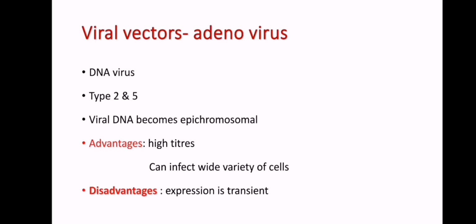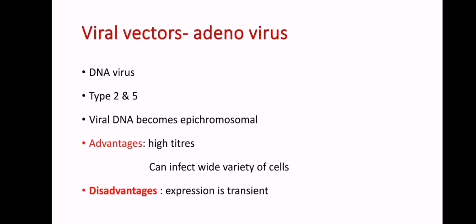Retrovirus was an RNA virus, right? This is a DNA virus. There are two types, type 2 and 5. Viral DNA becomes epichromosomal. This is important. It doesn't enter into the nucleus. It remains as a different unit outside the nucleus.